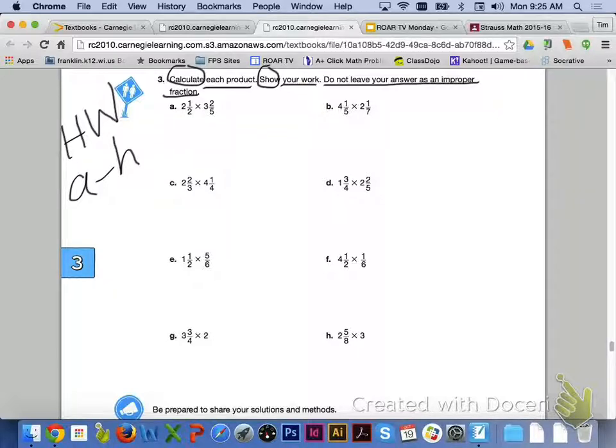That's it for lesson 3.8 on parts of parts, multiplying with fractions, multiplying with mixed numbers. Please let me know if you have any questions. Thanks.